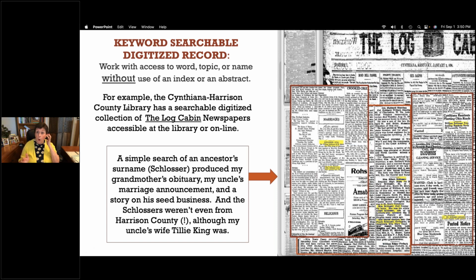For example, the Cynthiana Harrison County Library has a searchable digitized collection of the Log Cabin newspapers accessible at the library or online. A simple search of an ancestor surname, Schlosser, produced my grandmother's obituary, my uncle's marriage announcement, and a story on his seed business. And the Schlossers weren't even from Harrison County, although my uncle's wife, Tilly King, was.